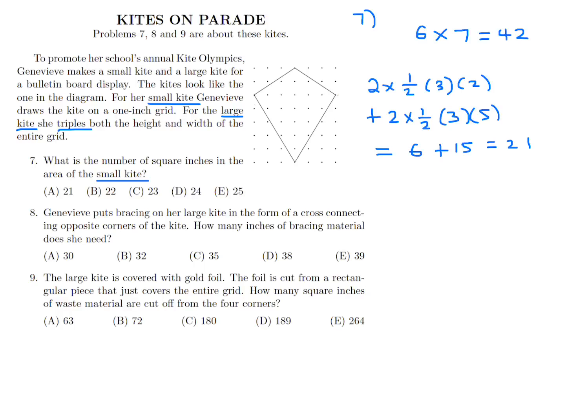So to get the area of the kite, we have to subtract from the full area the area of those 4 triangles. So 42 minus 21, which is 21. So number 7 is 21, which is A.